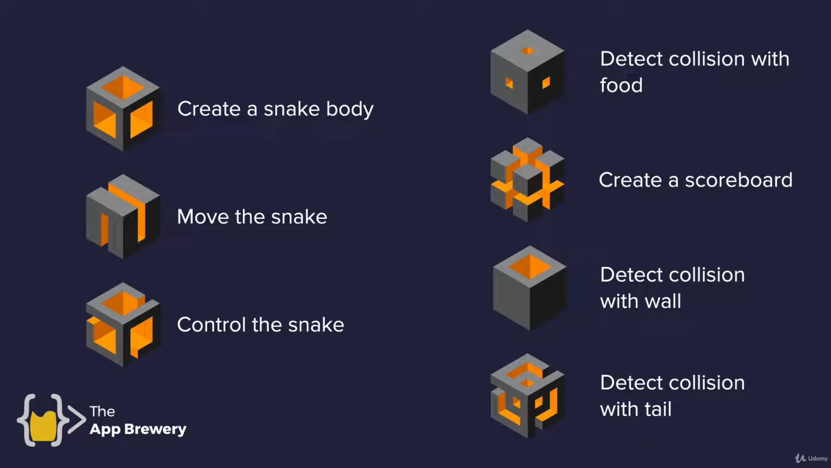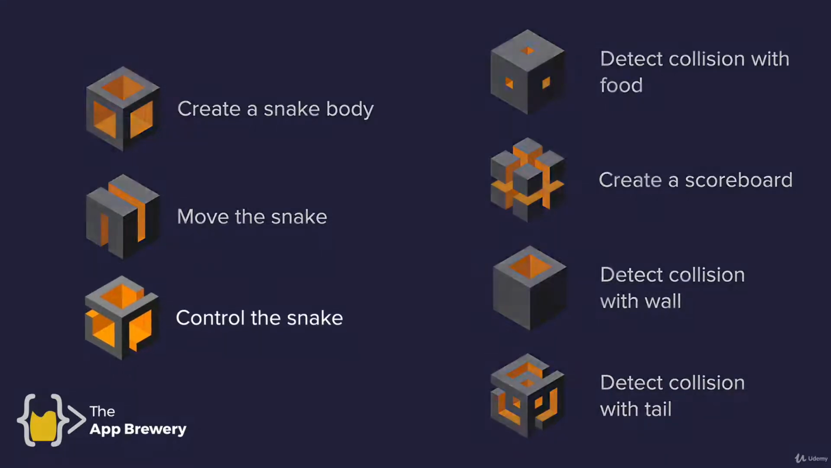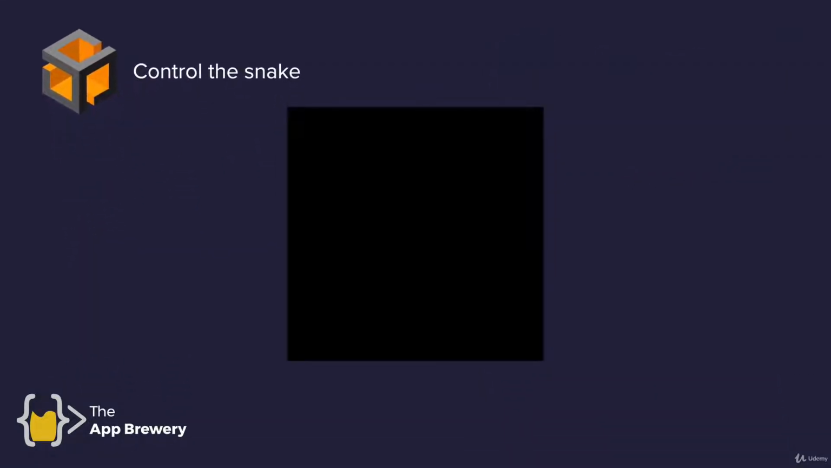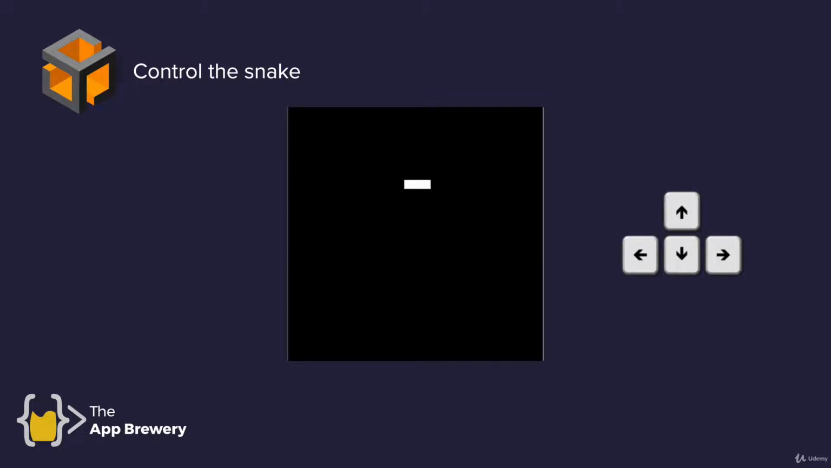So we've now managed to create a snake body, move the snake, and we've even managed to put our snake related code into a separate class. Now, the next step is to figure out how to control the snake. We're going to control the snake by using the up, down, left, and right arrow keys.